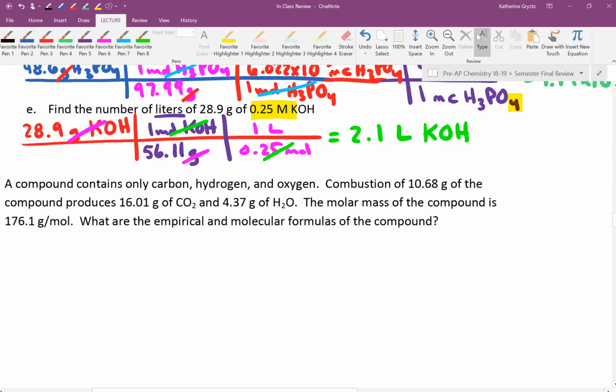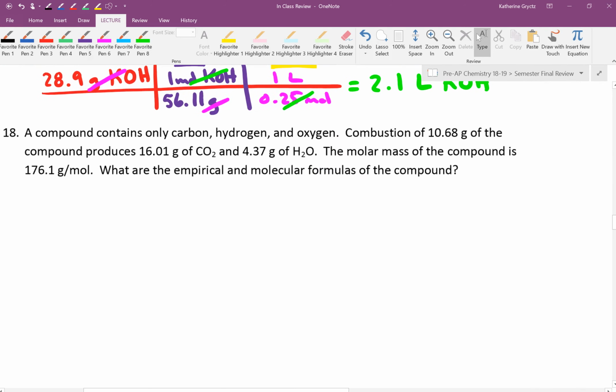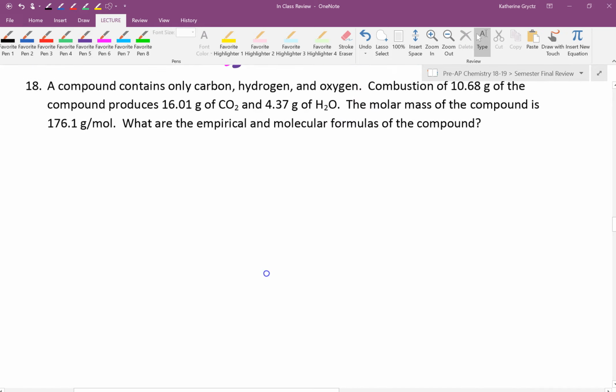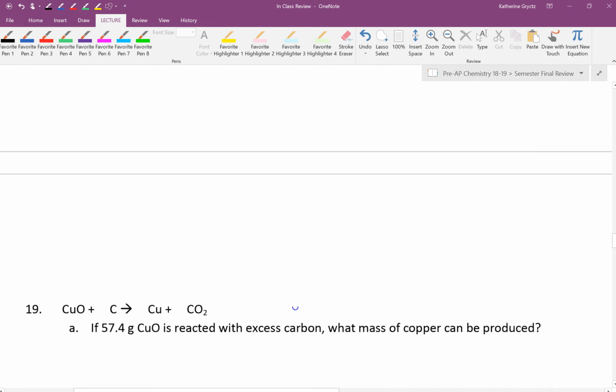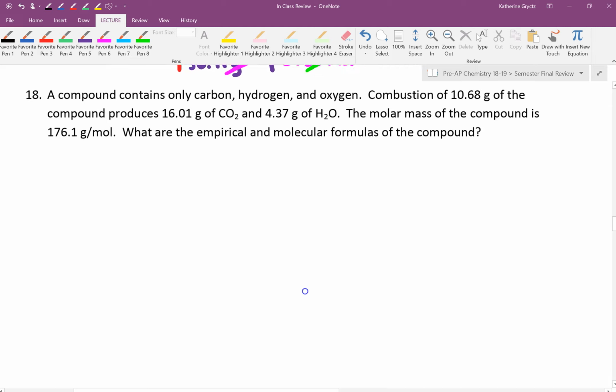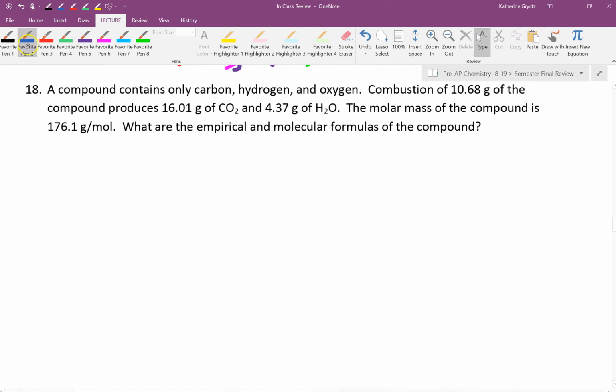The last problem I'm going to do in this little video is this big long one, this combustion analysis stuff. So this one is rough, and what I do may be a little different from what you were taught. This is the way that I taught my kids, and this is where I found is the simplest way that I can get across to them. So we have a compound containing only carbon, hydrogen, and oxygen. It says combustion of 10.68 grams of the compound produces 16.01 grams of CO2 and so much water. The molar mass of the compound is 176.1. What are the empirical and molecular formulas?